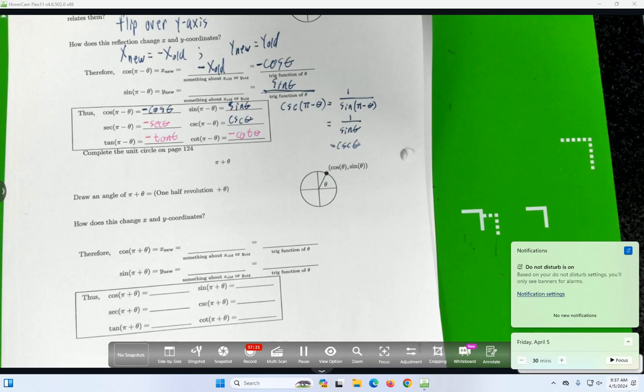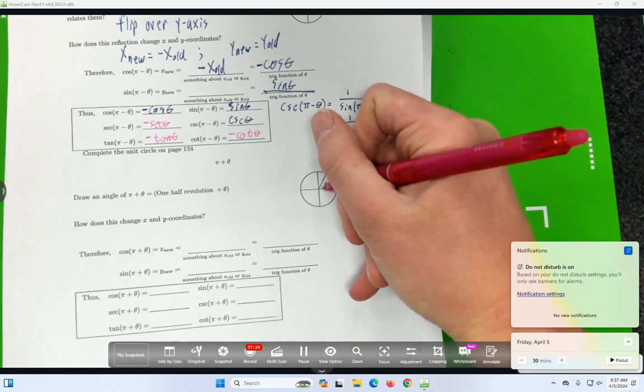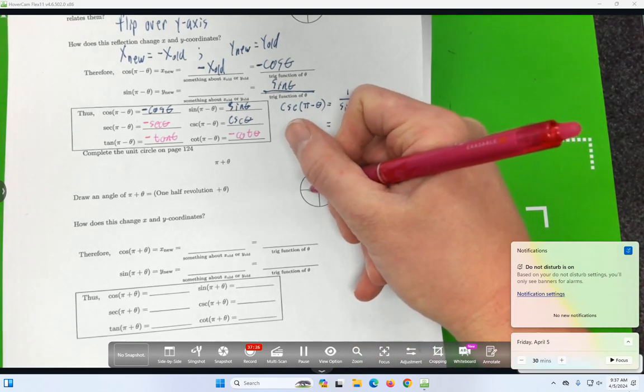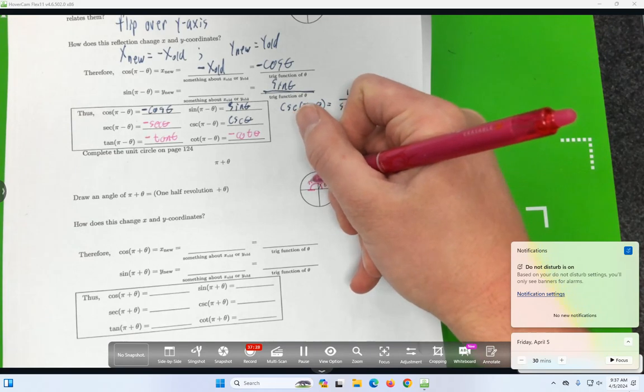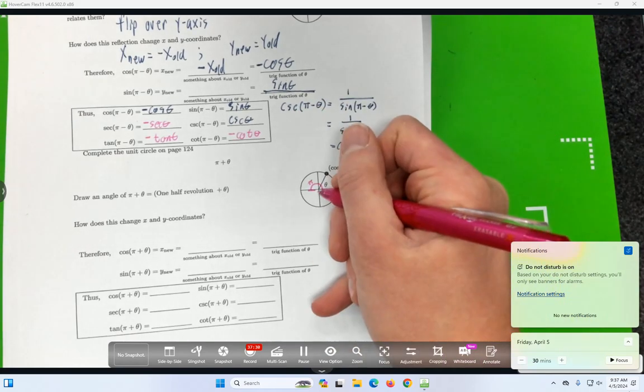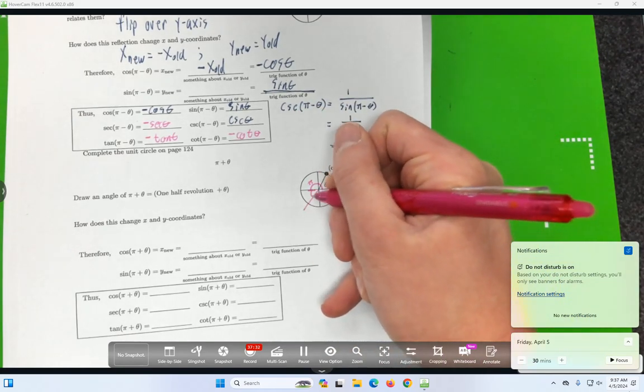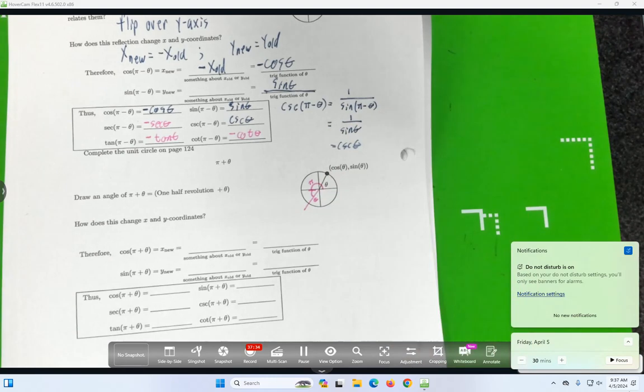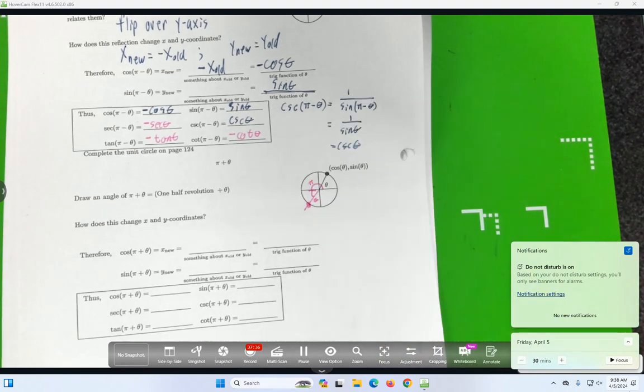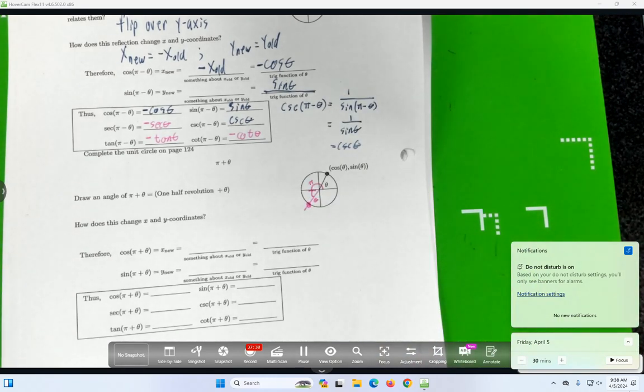So let's draw that. Go forward by half of a revolution, so there's pi, and now I still need to do theta more. All right. What's the symmetry? Flipped over the origin. So x and y both become negative.